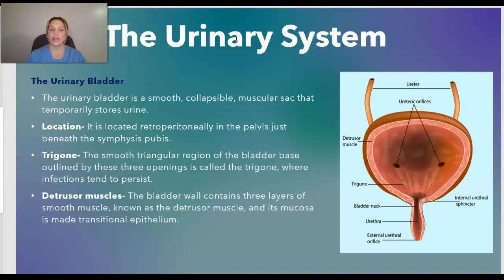The smooth triangular region of the bladder base outlined by these three openings is called the trigone, where infections definitely tend to persist, which would be right around here. And then you have the detrusor muscle. The bladder wall contains 3 layers of smooth muscle known as the detrusor muscle, and its mucosa is made of transitional epithelium cells.